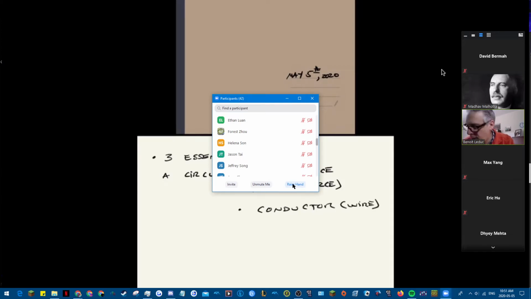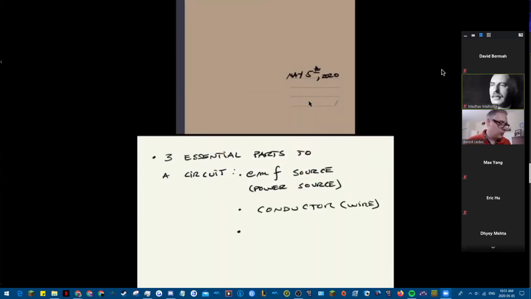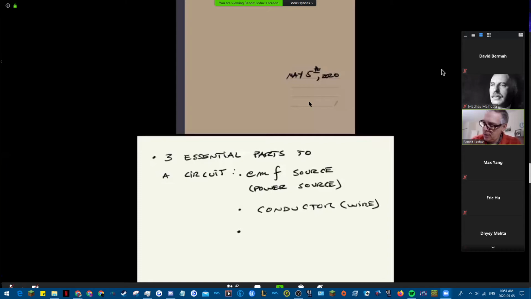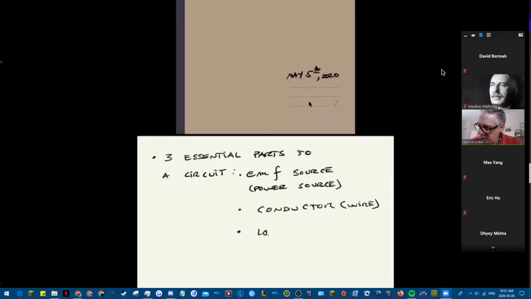Okay. And what's the last part here? Come on, Madav. Is it a load? That's correct. It's called a load, and I'm going to define this in a second. So these are the three essential parts of a circuit. Now there's a non-essential part, but quite useful, which is a switch to let you control the flow of electricity. It's not essential, but it's pretty useful. Okay, so these are the three essential parts of a circuit.